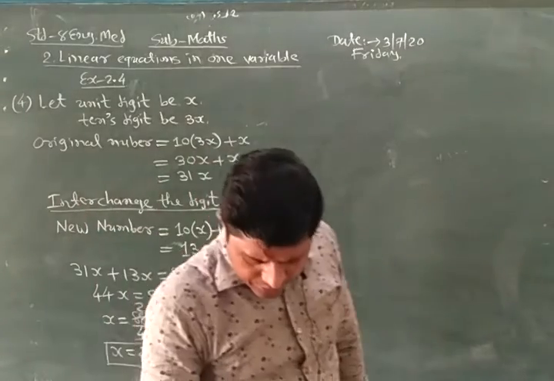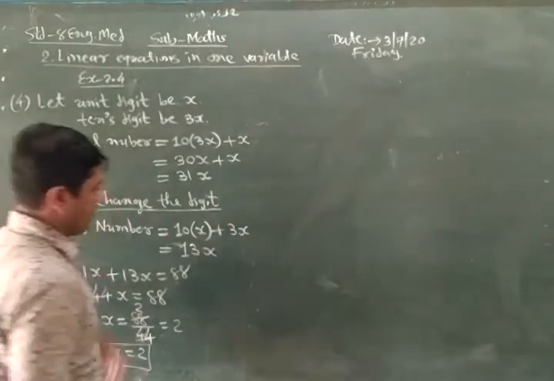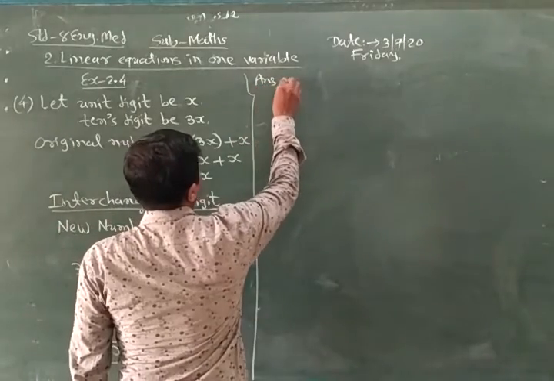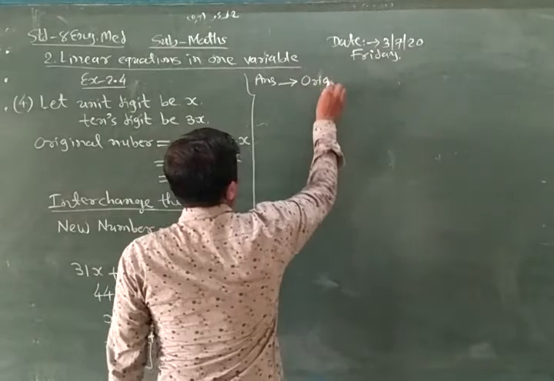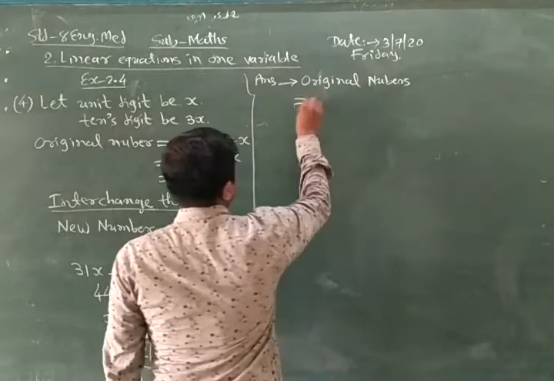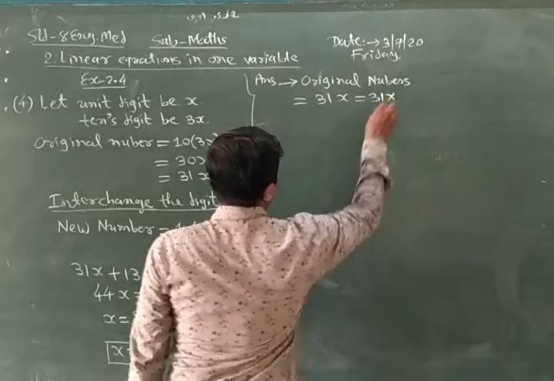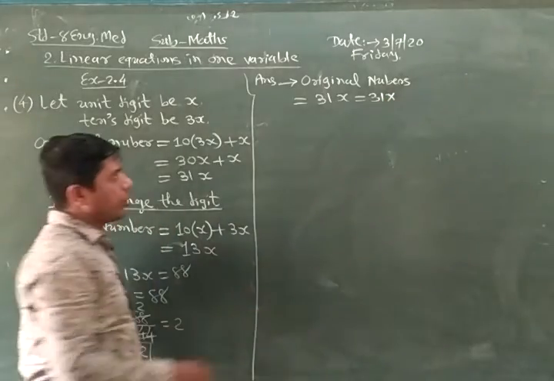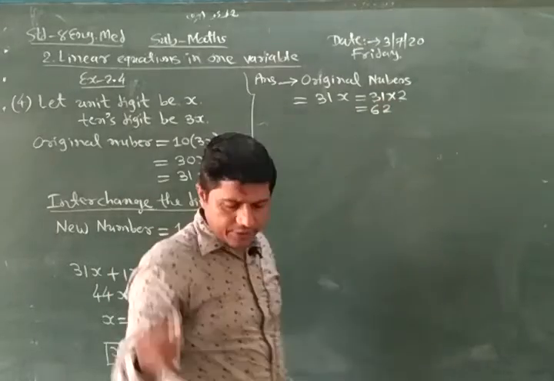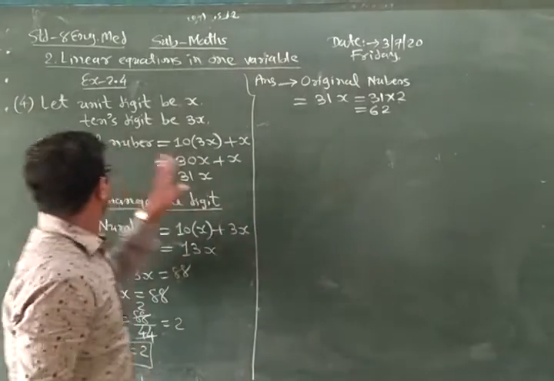Now in the last step, what is the original number? We want to find the original number. Answer: the original number is given as 31x. So 31x, and the value of x here is 2. Put it here: 31 into 2, 2 times 31 is 62. This is the answer. Now this is question number 4.